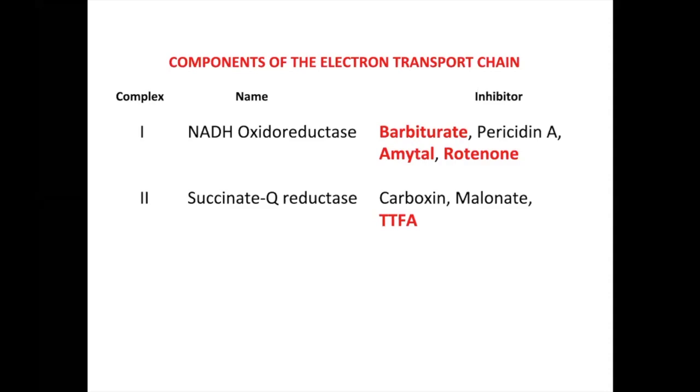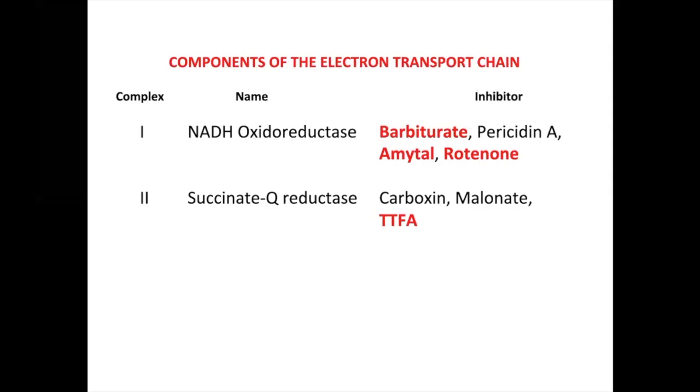These are previous board recalls. So complex 1, which is NADH, is inhibited by barbiturates, amytal, rotenone, and pyridine A. So emphasis on barbiturates, amytal, rotenone. For complex 2, which is succinate, this is inhibited by pesticides like carboxine, malonate, and TTFA. I will explain to you in a while what TTFA is.